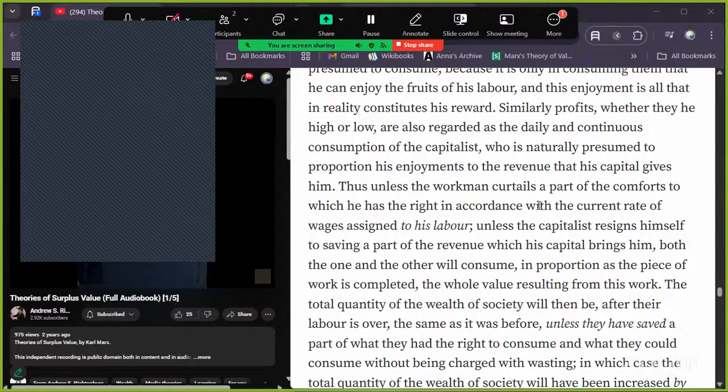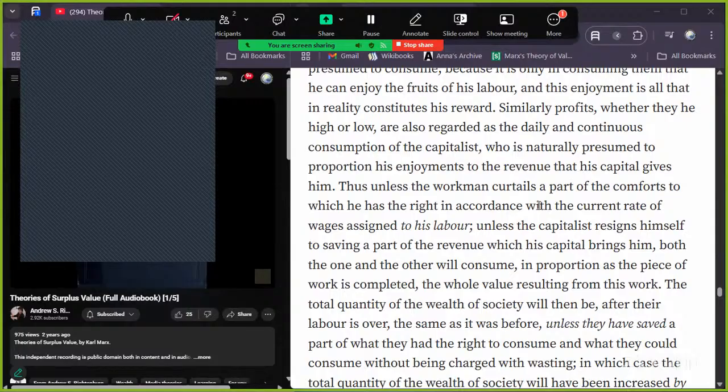Similarly, profits, whether they be high or low, are also regarded as the daily and continuous consumption of the capitalist, who is naturally presumed to proportion his enjoyments to the revenue that his capital gives him. Thus, unless the workman curtails a part of the comforts to which he has the right, in accordance with the current rate of wages assigned to his labor, unless the capitalist resigns himself to saving a part of the revenue which his capital brings him, both the one and the other will consume, in proportion as the piece of work is completed, the whole value resulting from this work.